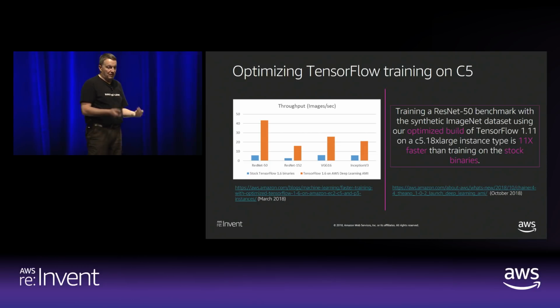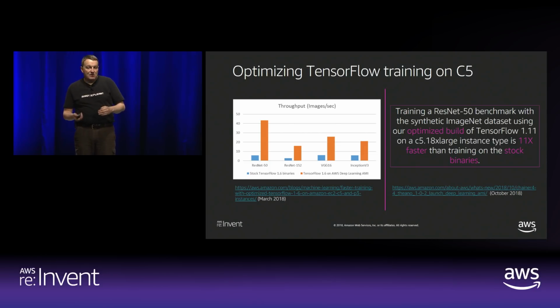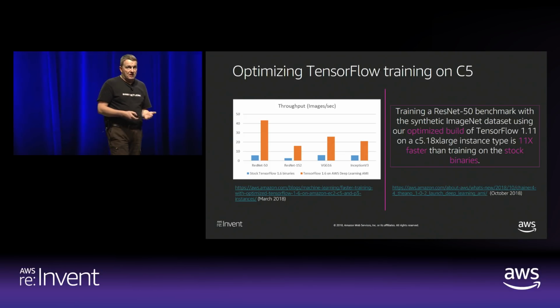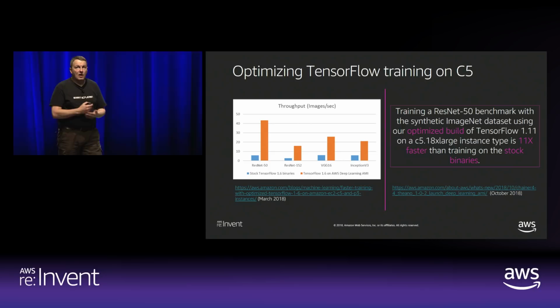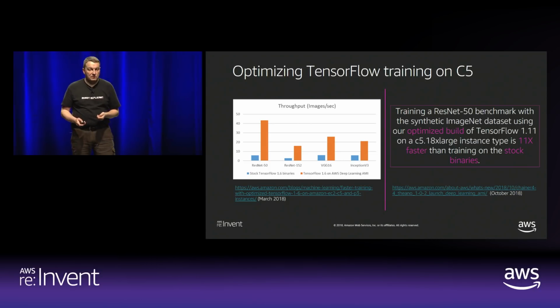Super significant. If you train 11 times faster, then maybe you don't need to train on a GPU, right? Maybe it's fast enough to train on that large C5 instance. Okay, so it's fast, and it's probably a little more cost-effective than the large GPU instance. Okay, so you get to pick what your cost-performance ratio should be.